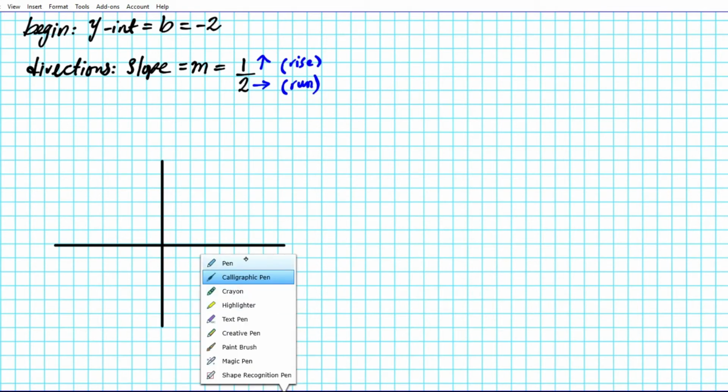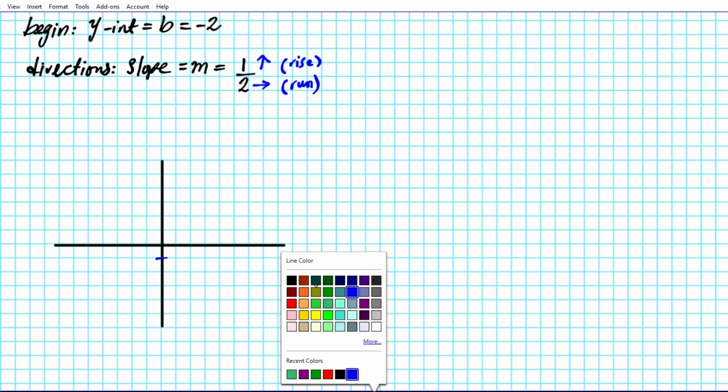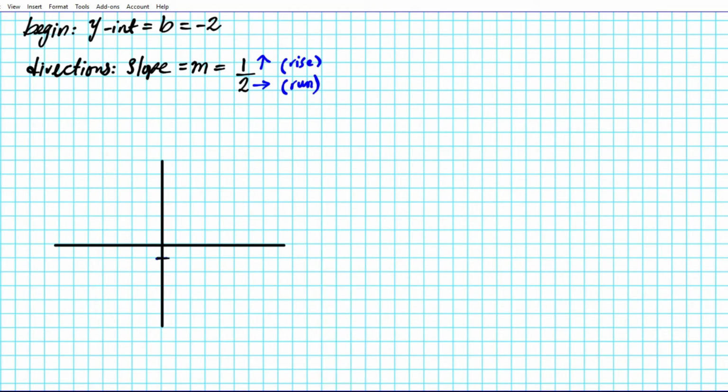So our y-intercept for this example is -2. So we go down 1, 2, -2. That's going to be our y-intercept. And then from there, we're going to look for the second point for the graph. Okay, so that's 1, -1.